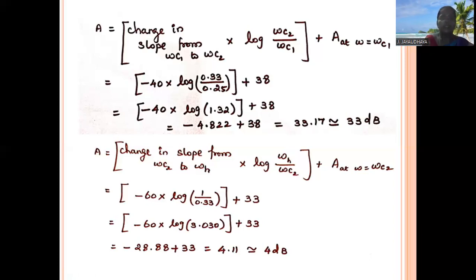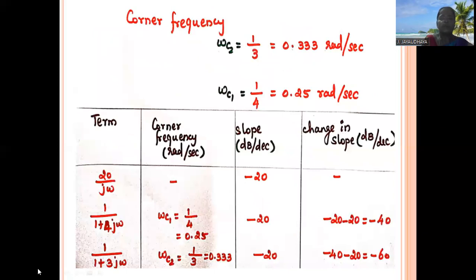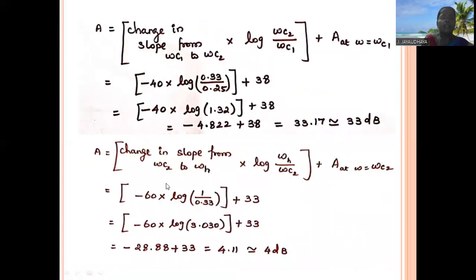Then the next important thing here: the change in slope from omega C2 to omega H is minus 60. So, minus 60 into log of omega H value, which is 1, divided by omega C2 value, which is 0.33. The previous magnitude value is 33. After simplifying, we get the magnitude value as 4 dB. So therefore, we have calculated the magnitude value.